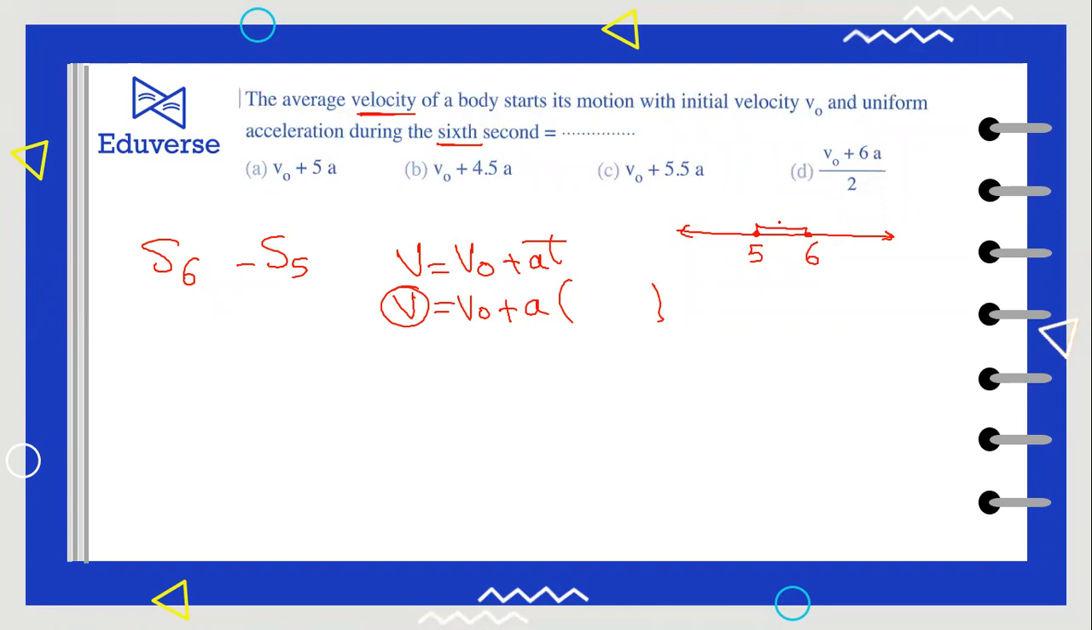Okay, what is the average time here? The average time between 5 and 6. To find the average time, I will add 5 and 6 and divide by 2. Divide their sum by 2 to find the average time between them. 5 plus 6 is 11, divided by 2, it will be 5.5. So v naught plus 5.5 times the acceleration. Number C.